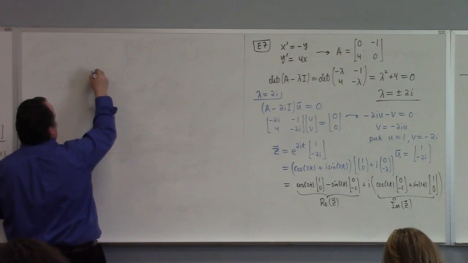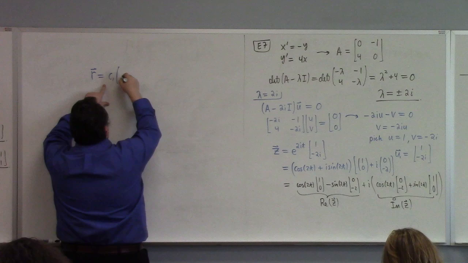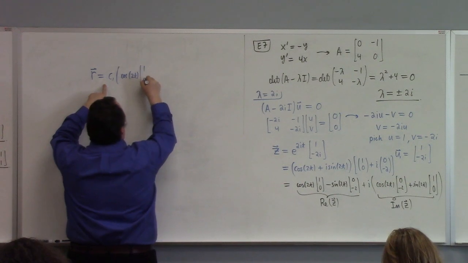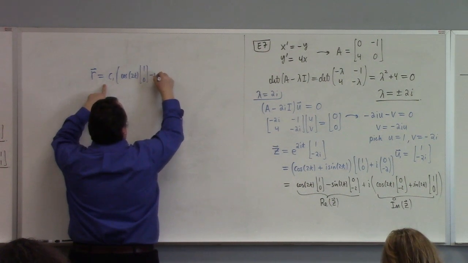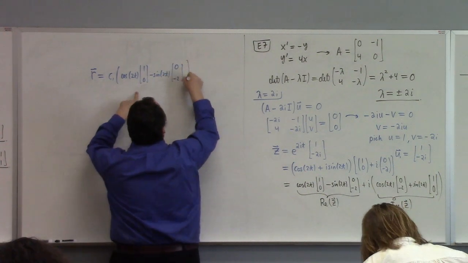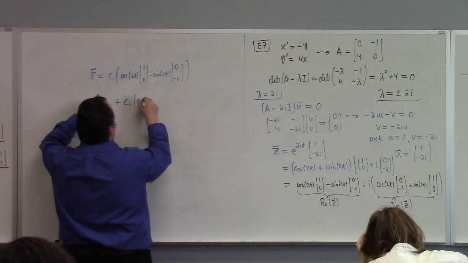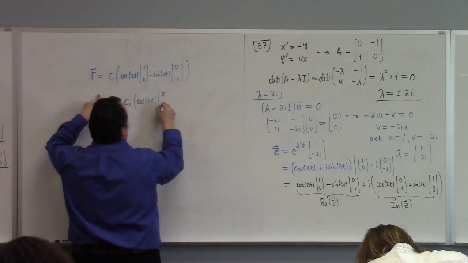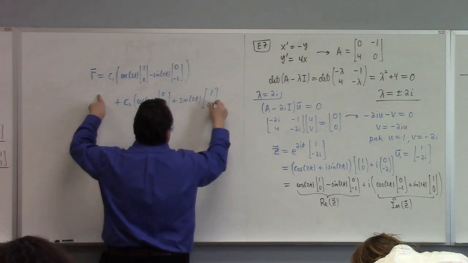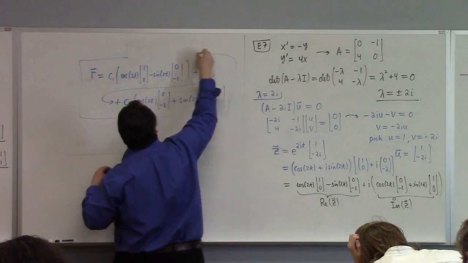The general solution in this case is C1 times the cosine of 2t times that vector (1, 0), minus the sine of 2t times (0, -2), plus C2 times the other thing, cosine 2t times (0, -2), plus sine of 2t times (1, 0). All right? There you go. That is the general solution to this problem.